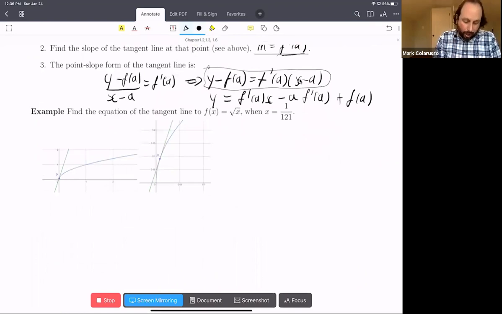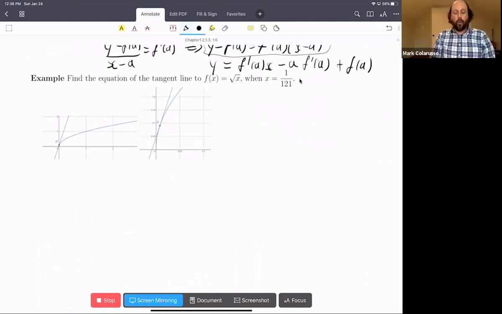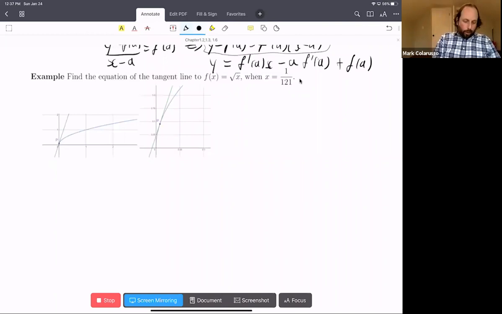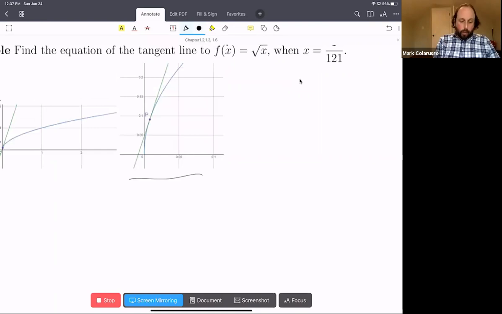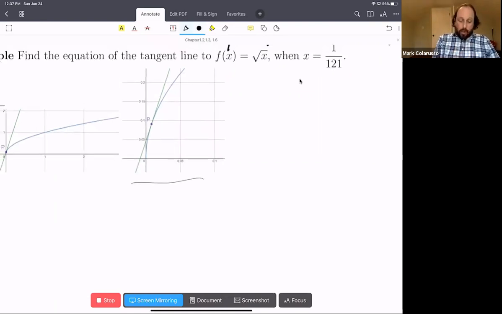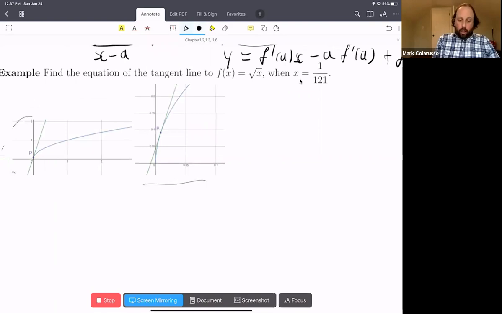Now the graph here is not that helpful. The graph is just to give you an illustration of what we're actually computing. So we want to find the equation of the tangent line to f of x equals root x when x is 1 over 121. Root x is the nice root curve, the purple curve. 1 over 121 is this point P. In the first diagram, it's a big scale. The second diagram was a much smaller scale, so you can zero in on what's happening. And what we're going to do here is compute the actual equation of the green line.